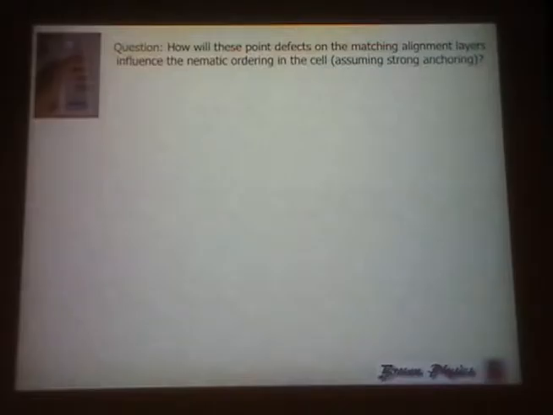So now, I think this is a good time to bring up a clicker question and to encourage you to be thinking about defects and liquid crystal order and things like that. So the question is the following, and then I'll take you through the choices I've indicated: how will these point defects on these matching alignment layers influence the nematic ordering in the cell? Again, assuming strong anchoring, as I already said.